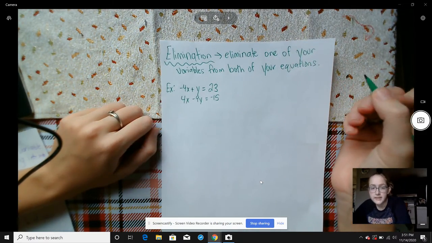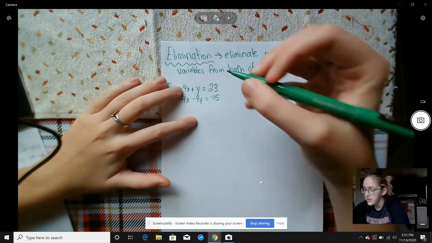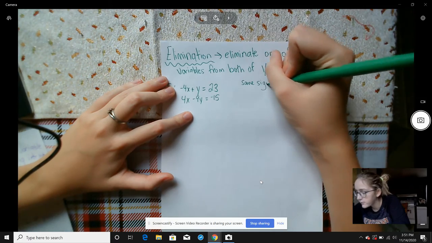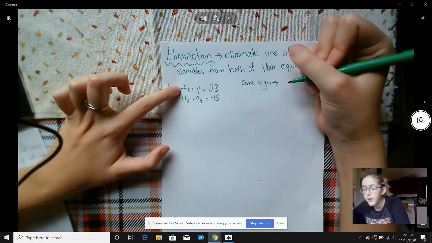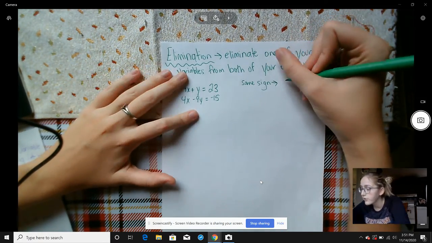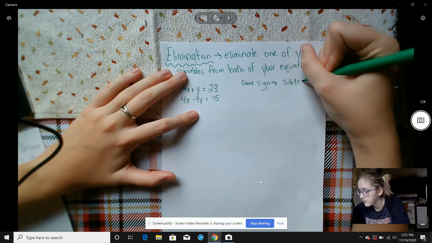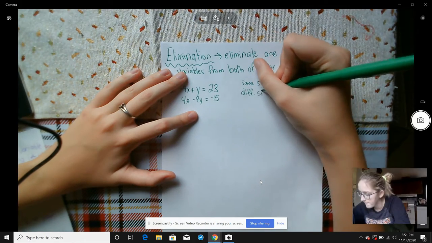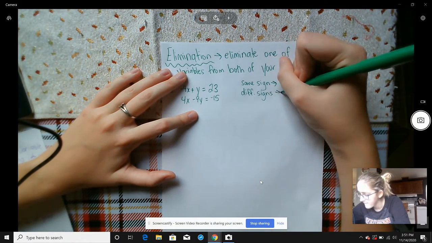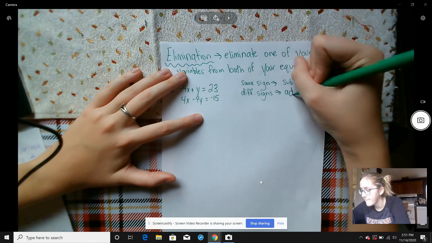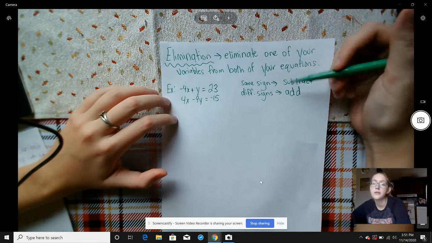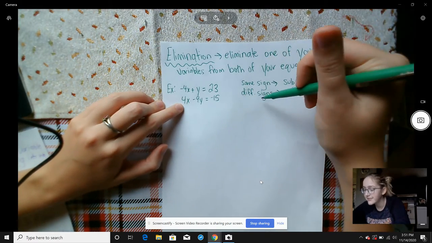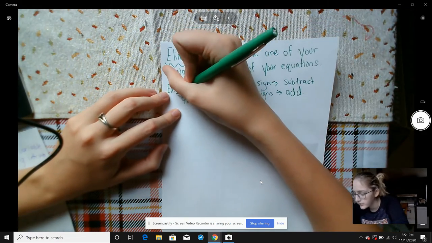And the way that you eliminate things is either through addition or subtraction. So if you have the same sign, so whatever variable you're trying to eliminate, if they are both positive or both negative, you're going to subtract. If you have different signs, you're going to add. That's the main rule for elimination. So we go back over here. We have negative 4 and 4. Those are different signs, so we're going to add our two equations.